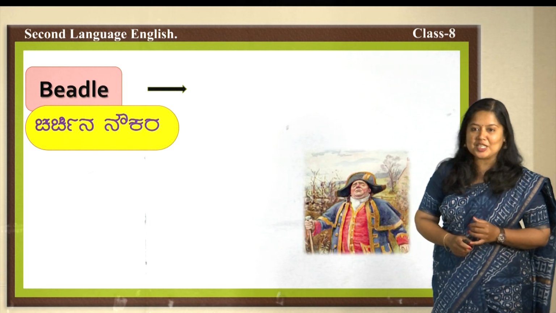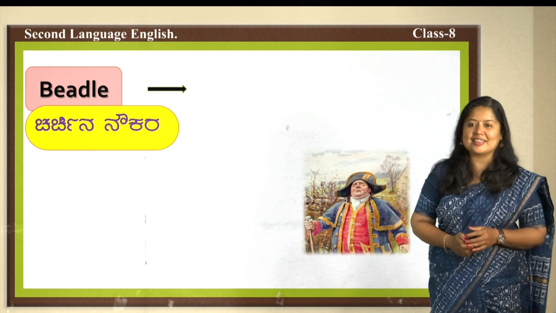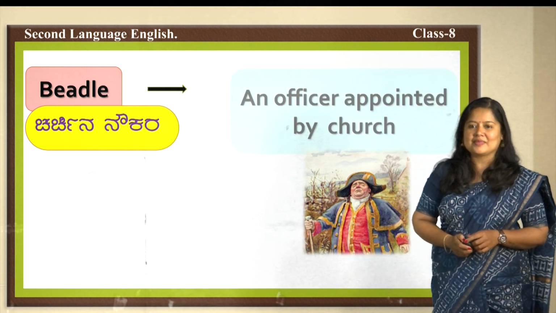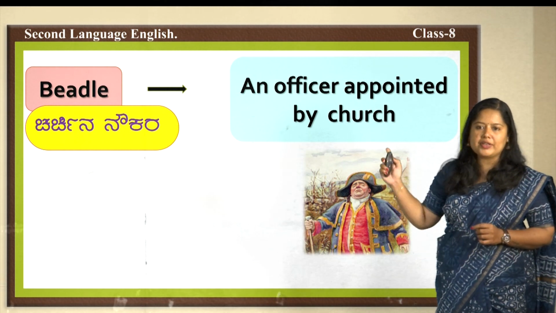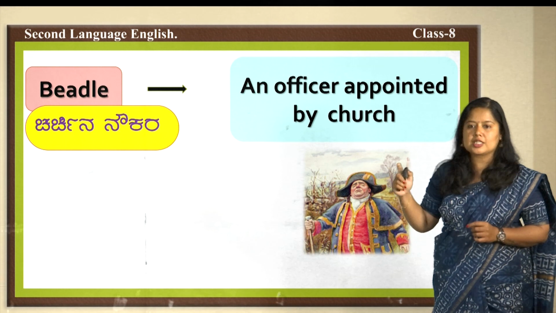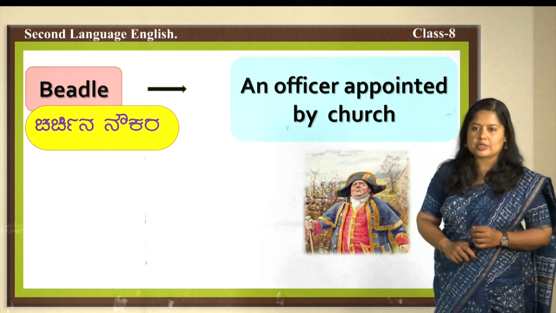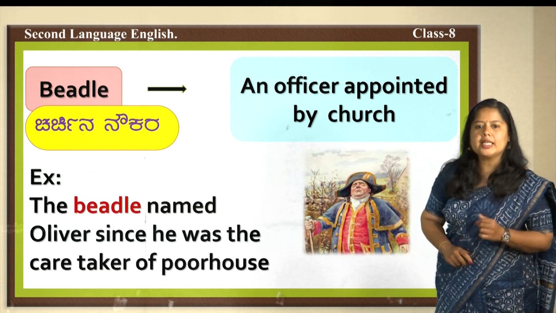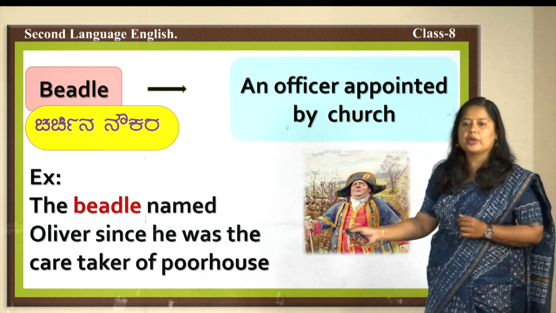Is there any picture in your mind like this? Did you encounter somebody like this while reading the lesson? Yeah, can you make out who this is? Yes, it is Mr. Bumble, and a beadle is nothing but an officer appointed by the church. Church authorities used to appoint an officer to look after poor houses. So, a beadle is one such officer. The beadle named Oliver since he was the caretaker of the poor house.